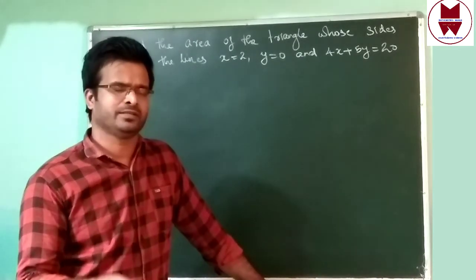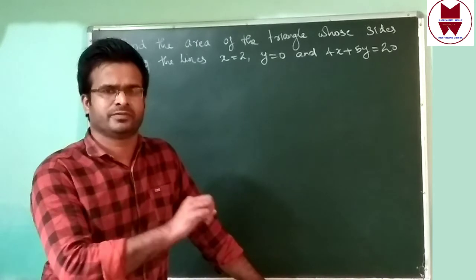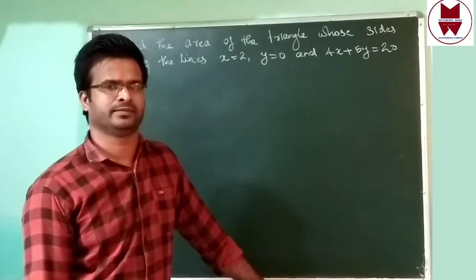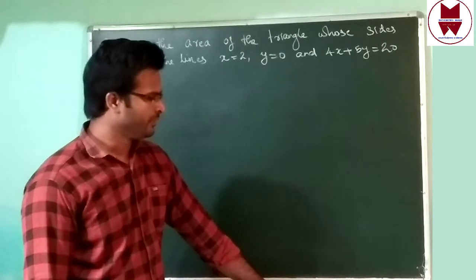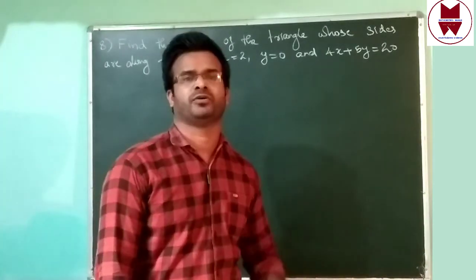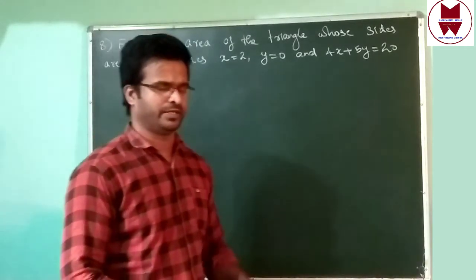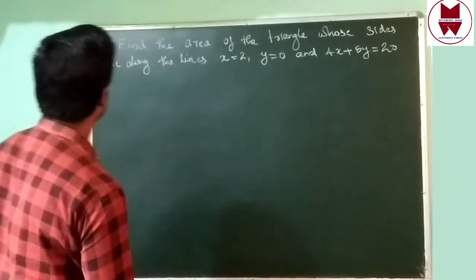If 3 vertices are given, we can find the area of the triangle using that, we have already studied that formula, isn't it? First we will find the vertices of the triangle. Then we will use those vertices to find the area of the triangle.